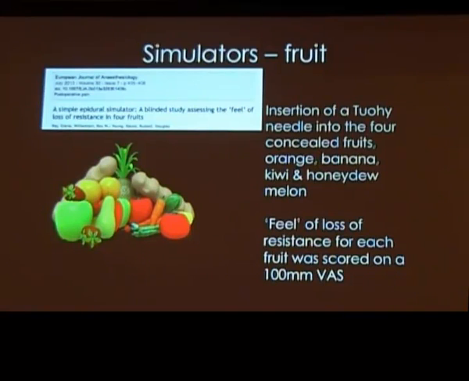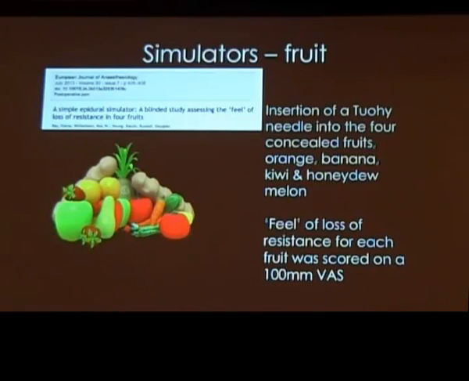This is what I think is one of the nicest studies published in the European Journal of Anaesthesiology. They looked at, it was a blinded study assessing the feel of loss of resistance in 4 fruits: orange, banana, kiwi, and honeydew melon. I think it had to be honeydew melon. And then they scored these things on a visual analog scale.